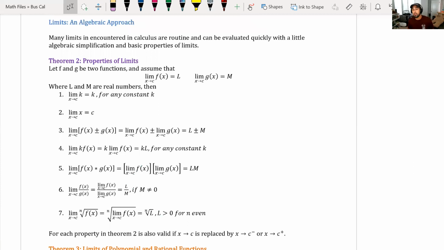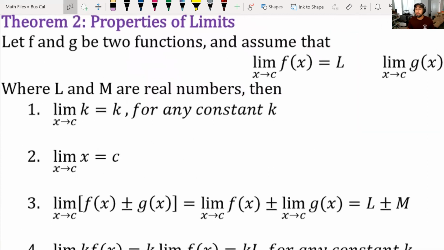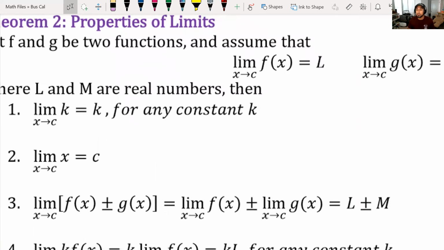So it says, let f and g be two functions and assume that the limit of f is equal to L and the limit of g is equal to some number m. Then we'll have the first property. This first property is the constant rule for limits. This says the limit as x approaches some number c for some constant k, that limit will equal k. To put it simply, the limit of a constant is the constant.